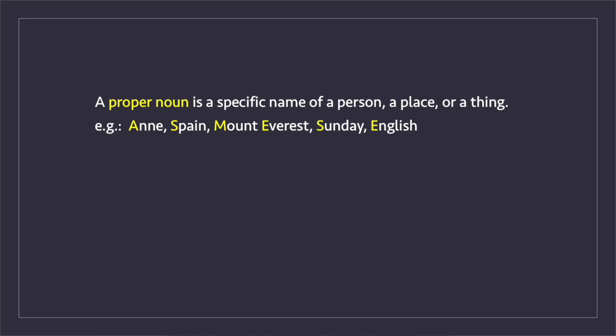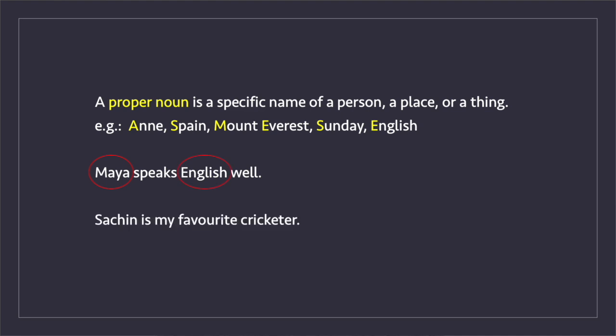Now let's go through these sentences. Maya speaks English well. So here you have 2 proper nouns, Maya, which is the name of a girl, and English, which is again the name of a language. In the second sentence you have Sachin is my favorite cricketer, and you know that here you have only one proper noun, which is Sachin, which is the name of a person. But you know that cricketer is also a noun, but it's not a proper noun.